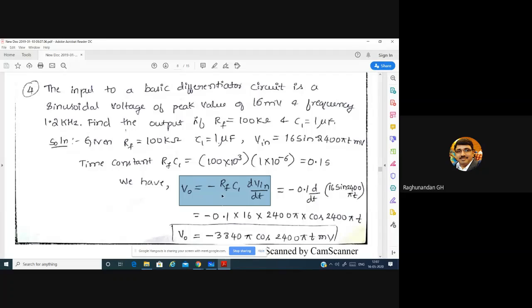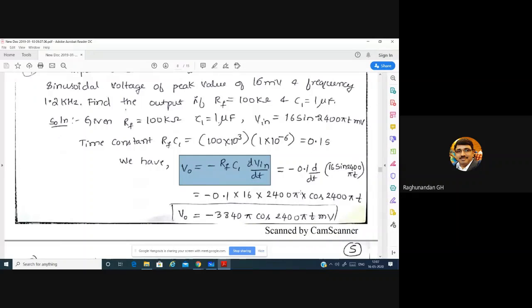Now you just substitute RF C1, so you'll get 0.1 second. When you substitute 0.1 second, since 16 is a constant, take that 16 outside.